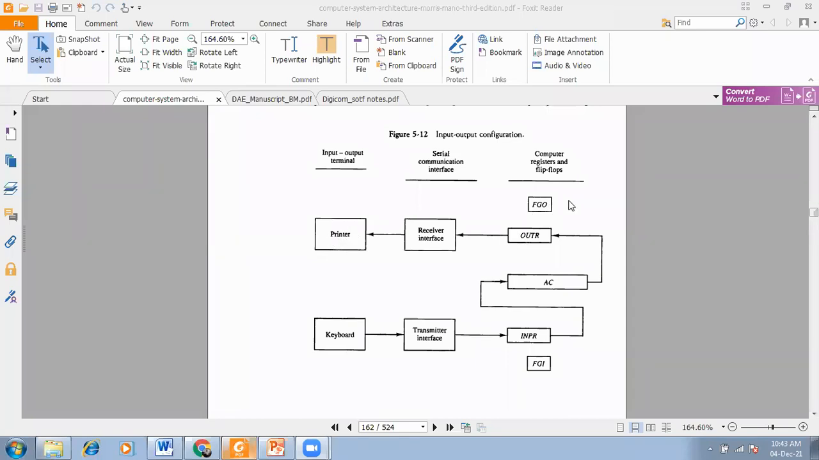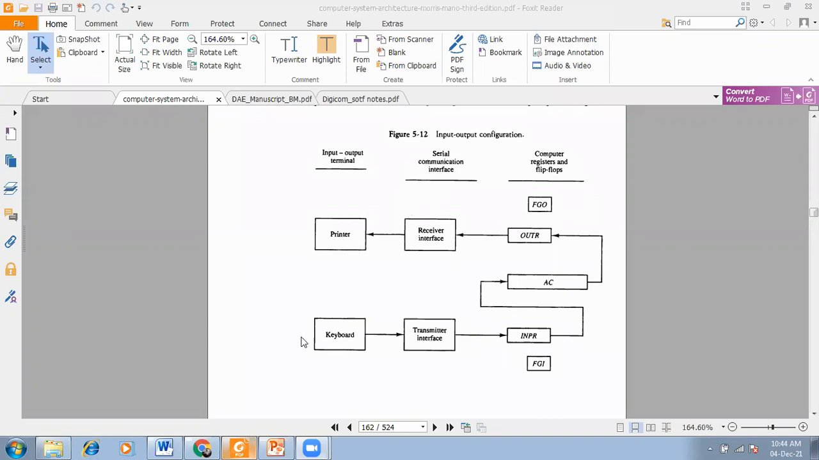And when FGO is equal to 0, no data can be transferred from the accumulator to the output register. The computer will assume that the printer is engaged and is printing the data which is coming from the computer. So at that time you can't send data from the accumulator to the output register when FGO is equal to 0. FGO equal to 0 means the data is moving from the output register to the printer. So that I have explained. Okay, input output configuration. If you have any doubt, you can tell me, I can explain it.